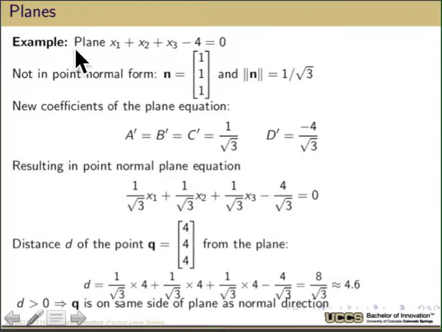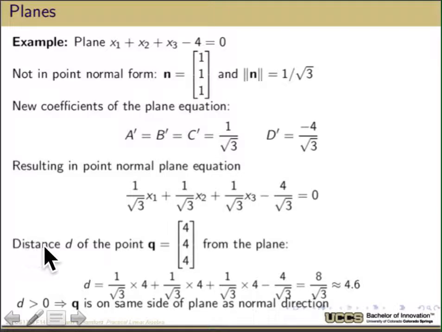Okay, so given, for example, assume I have a plane x1 + x2 + x3 = 4. This plane is not in point normal form because n is (1, 1, 1). The length of n is actually the square root of 3. So if I want to put this in proper point normal form, I want to normalize it. I'm just going to divide everything by the square root of 3, which gives me this equation for the plane in point normal form.